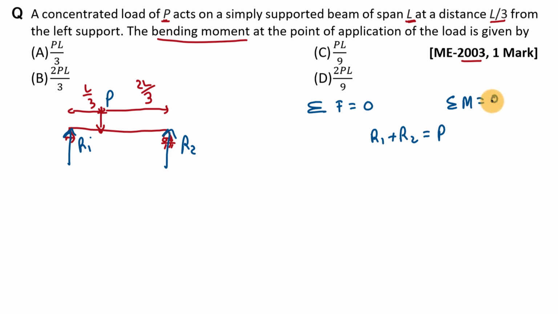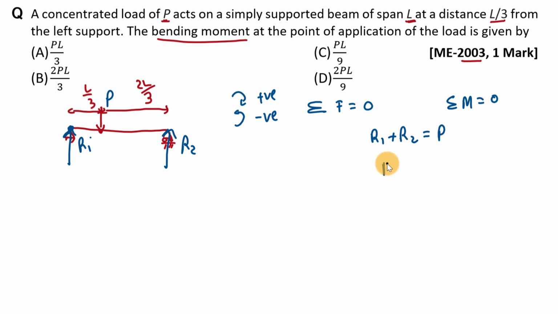Now if we take summation of moment about any point of this beam, then it will be 0, right? So let's say here we take moment about this point, and here we will take clockwise moment as positive and anti-clockwise moment as negative. Now at this point there will be two moments by these two forces. Moment by this P load will be P into perpendicular distance L by 3.